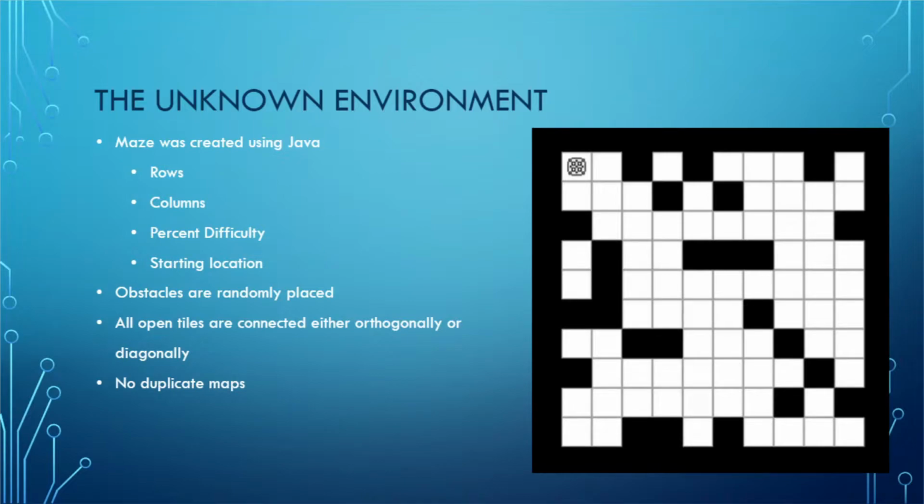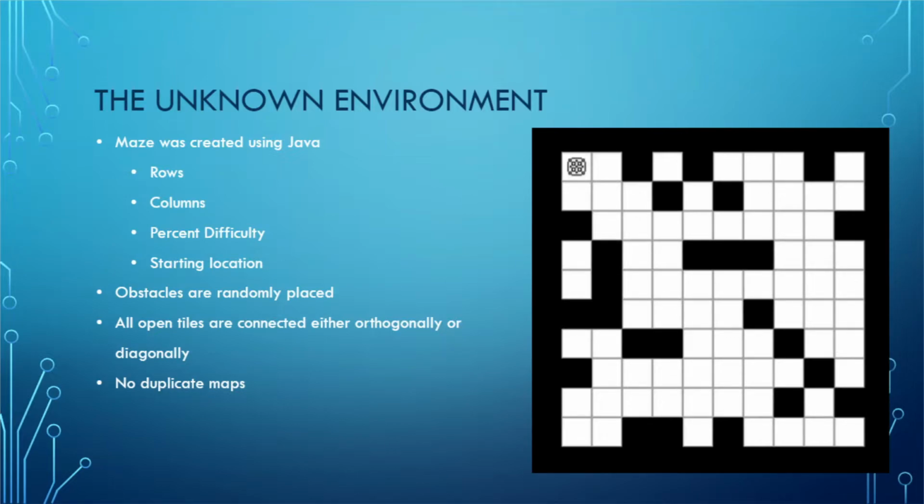To create the unknown environment that the explorer would be mapping, the algorithm was given 4 values. These included the rows, columns, percent difficulty, and starting location. In the image on the right, the number of rows and columns was 10, the percent difficulty, which is the fraction of obstacles compared to total tiles, was 25%, and the starting location was the top left corner. To create a map, obstacles are randomly placed within an empty maze until the required number of obstacles are met. Then an algorithm is run to see if all open tiles are connected orthogonally and/or diagonally.